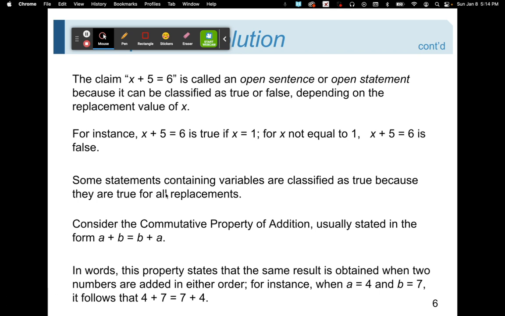The claim x plus 5 is equal to 6 is called an open sentence or an open statement. The reason is we can't really classify it as true or false. It all depends on what x is. If I said let x be equal to 1, then that would be a true statement because 1 plus 5 is equal to 6. If x was not equal to 1, then that would be a false statement. So we call that an open sentence or an open statement.